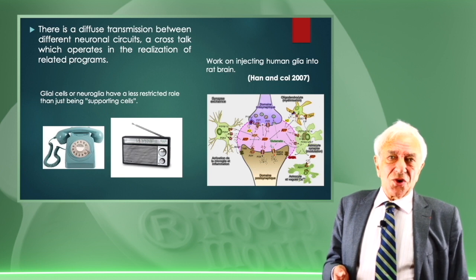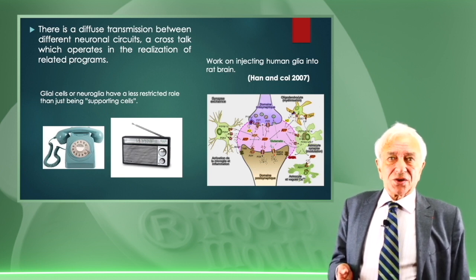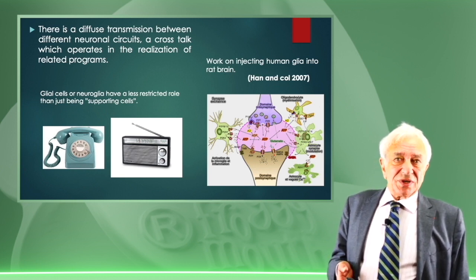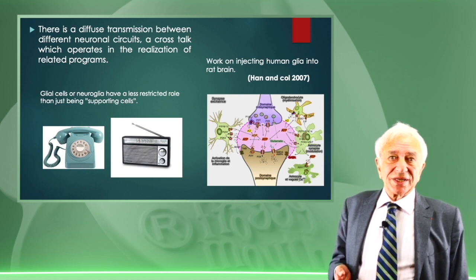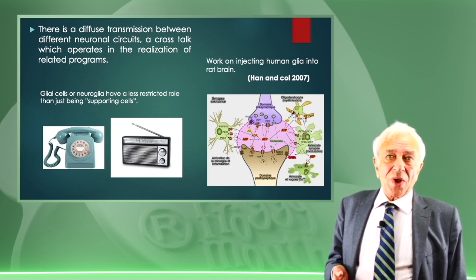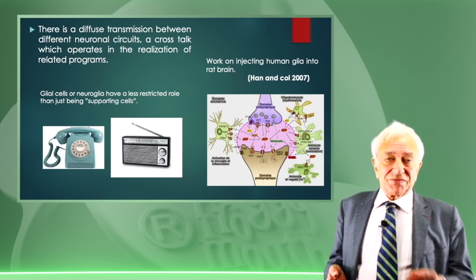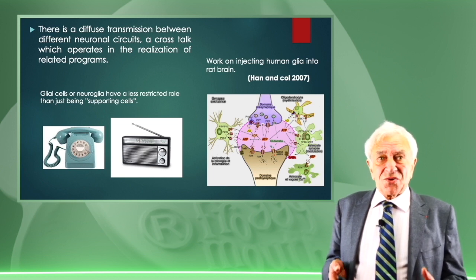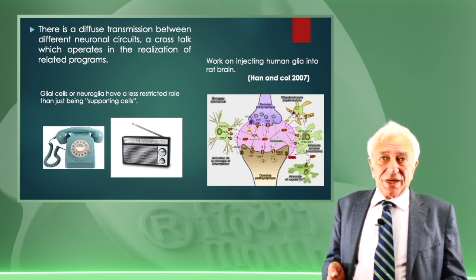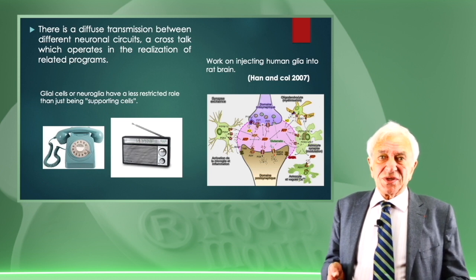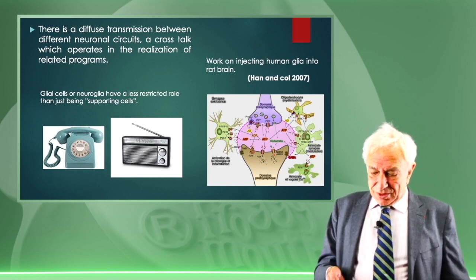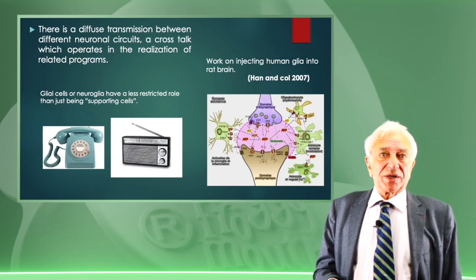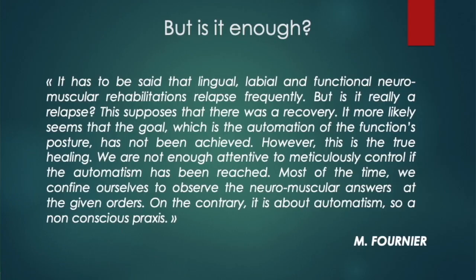It has been interesting to know that researchers have injected human glia into rat brains, and they enhanced their learning. So the glial cells are only for human, and they are very little developed in animals' brains. But I say, is it enough?